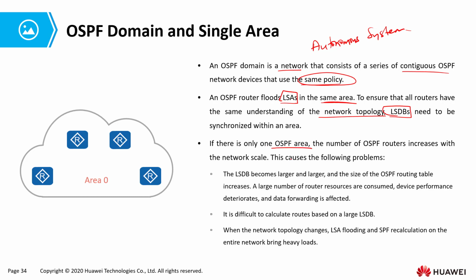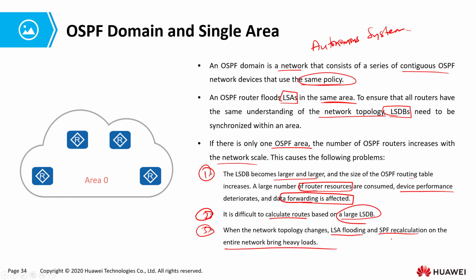If there is only one OSPF area, the number of OSPF routers increases with the network scale, and it causes problems. Number one, the link state database becomes larger and larger, and the size of the OSPF routing table increases, meaning that more router resources are going to be consumed. That results in deterioration of device performance, which will affect data forwarding. Secondly, it is difficult to calculate routes based on a very large link state database. Thirdly, when the network topology changes, LSA flooding and shortest path first tree calculation on the entire network will bring heavy load.